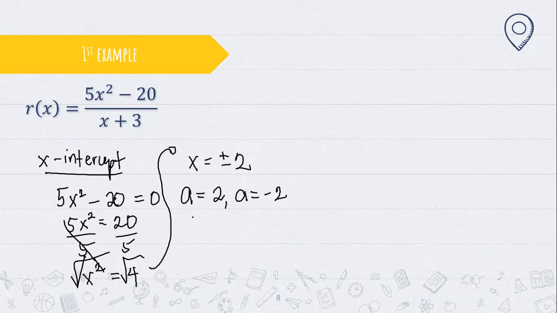Ibig sabihin, class, ang ating graph for r of x would intersect 2, 0 and negative 2, 0. Ibig sabihin, class, pag nag-graph tayo, tatama yung graph natin sa 2, 0 and negative 2, 0. Okay, mamaya i-check natin. How about y-intercept?